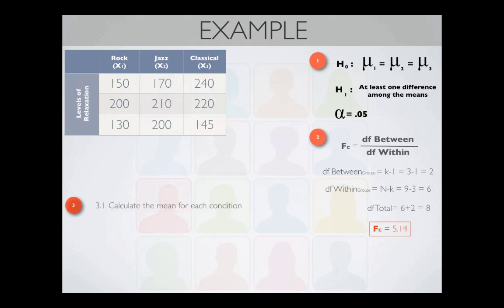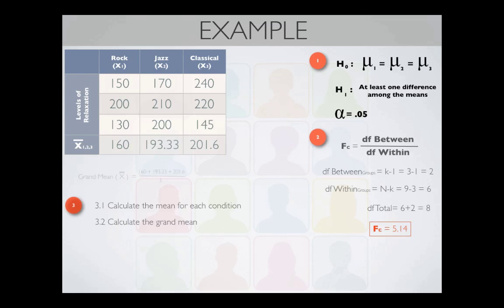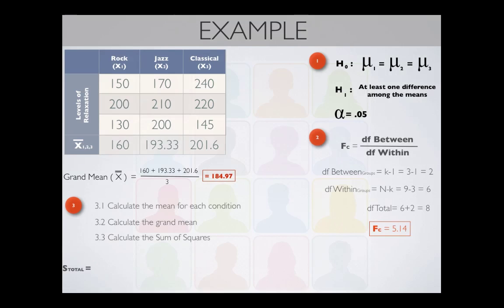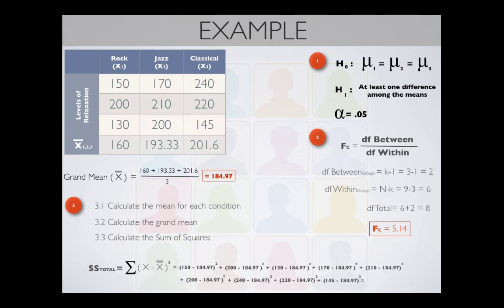First, calculate the mean for each condition. To do this, you will add the individual scores from each music genre and divide it by 3. Now, you have an X bar for each category. Then, calculate the grand mean by adding the mean from each condition and dividing it by the number of categories, in this case 3. Next, we will need to calculate the sum of squares. This is done by subtracting the grand mean from each of the individual scores, squaring the result, and adding all your resulting values.